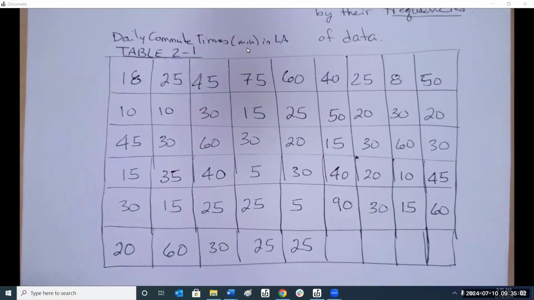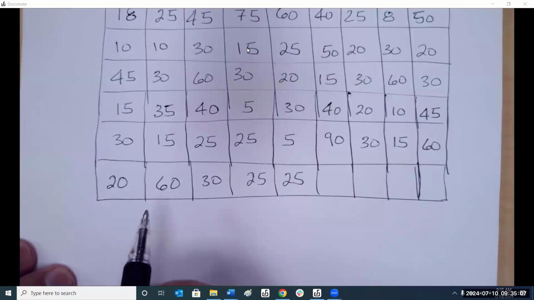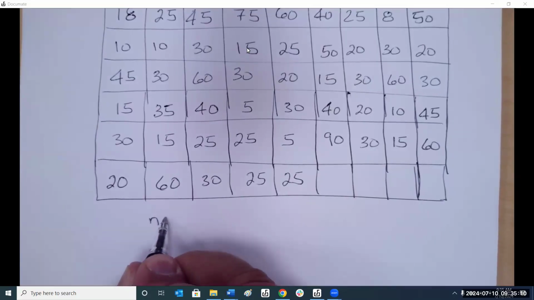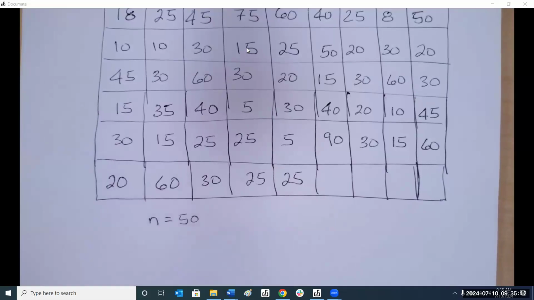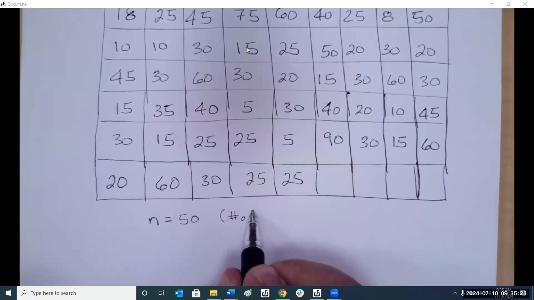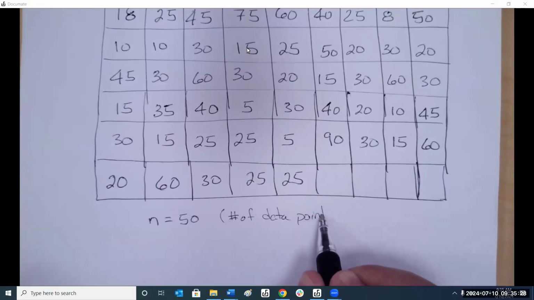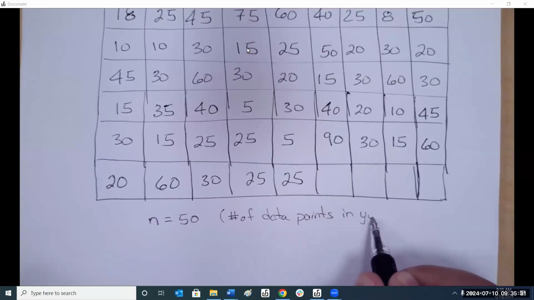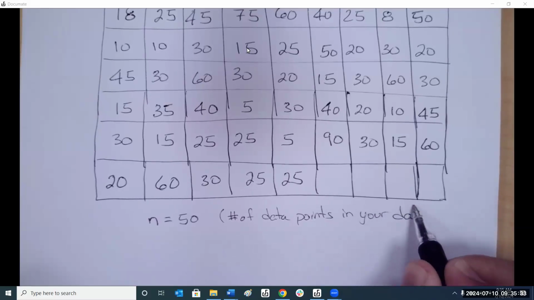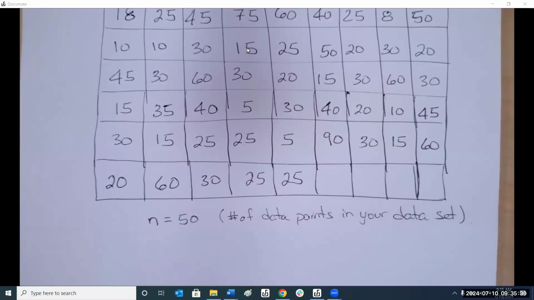The way we represent that in mathematics is, since we have sample data here, we're going to say that n equals 50. n represents the number of data points you have in your data set. So that's what n represents.